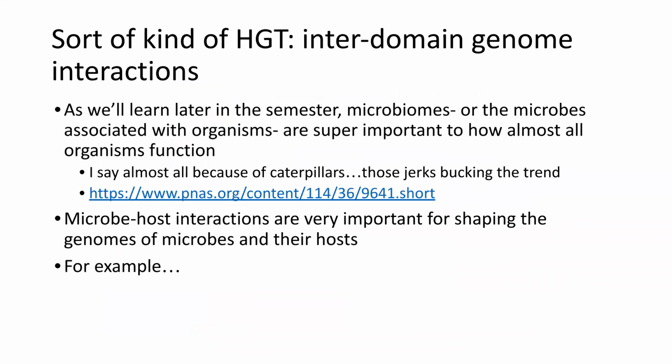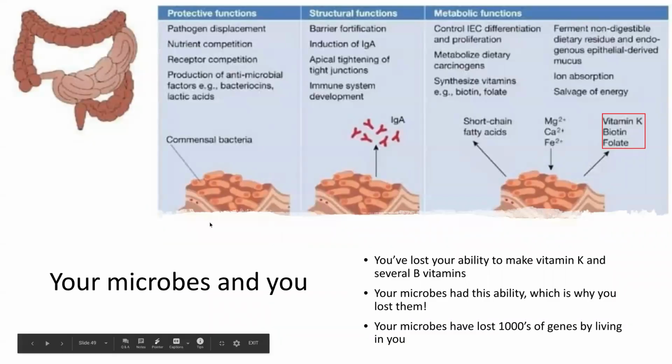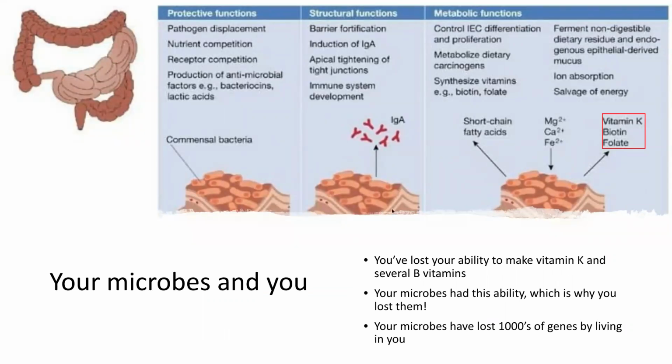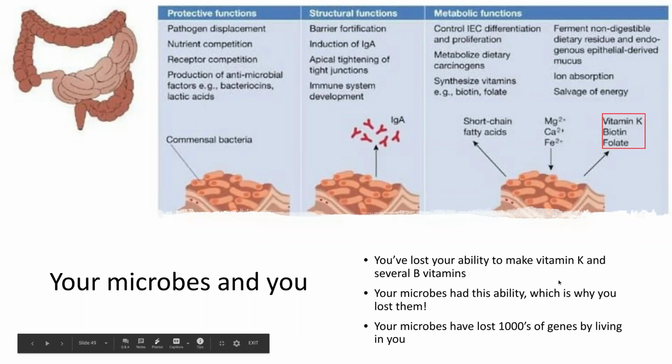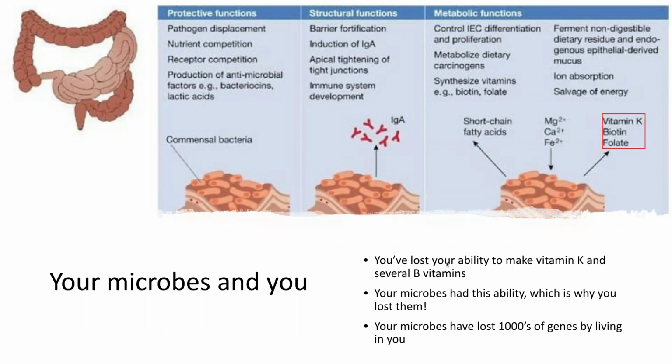And then the final thing about interdomain gene transfer is something about the human microbiome. As we'll learn later in the semester, microbiomes, or the microbes that are associated with all living things, matter here. It means that you've lost your capacity, as a human, to make vitamin K and many of the B vitamins. However, your microbes have this ability, which is why you lost them. And so your microbes on your body hold thousands of genes that you have lost because they have them. So you don't need to have them because your microbes do.